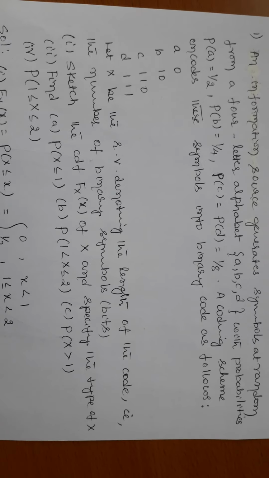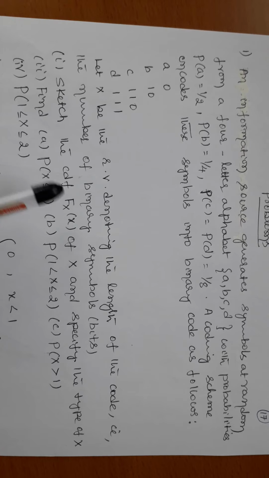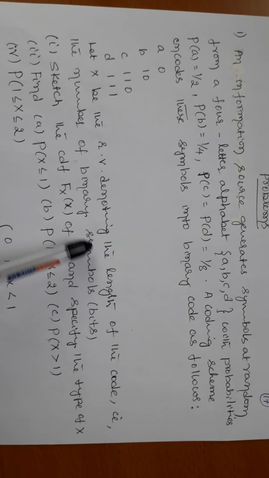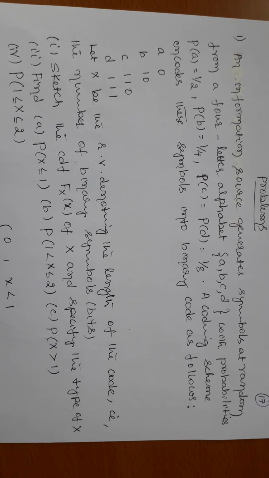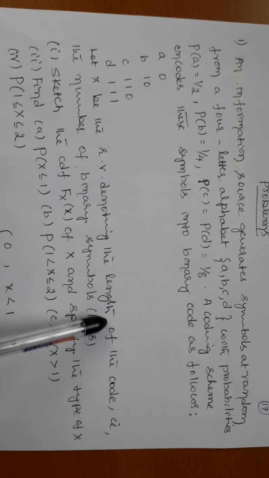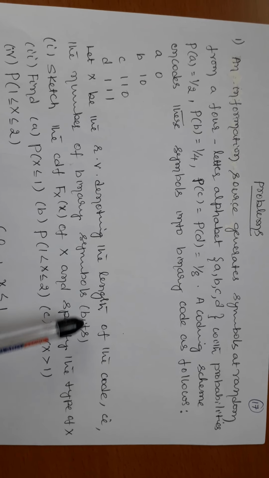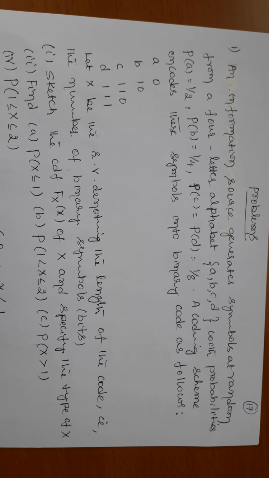Now, let X be the random variable. What does X denote? X is the random variable denoting the length of the code, that is, the number of binary symbols, which are bits. They have already given what X stands for.